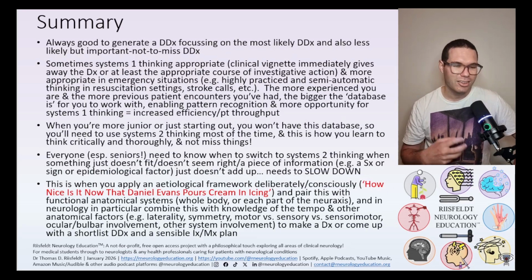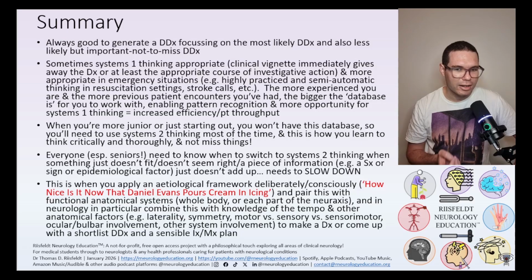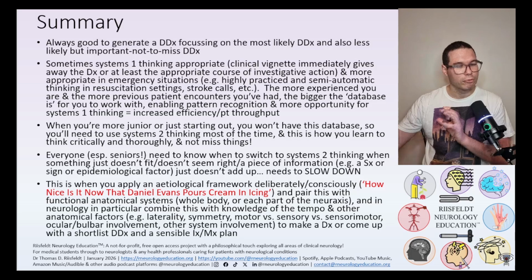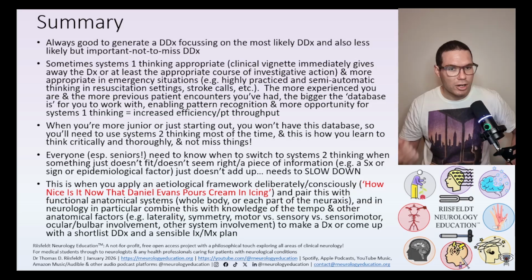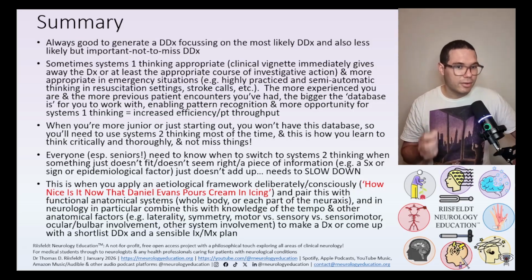So this is the last slide. I'd just like to do a summary slide just to try and bring together everything that we've learned today. So it's always good to generate a differential diagnosis, focusing on the most likely differential diagnoses and also some of the less likely but important not-to-miss dangerous differential diagnoses. Sometimes system 1 thinking is appropriate.